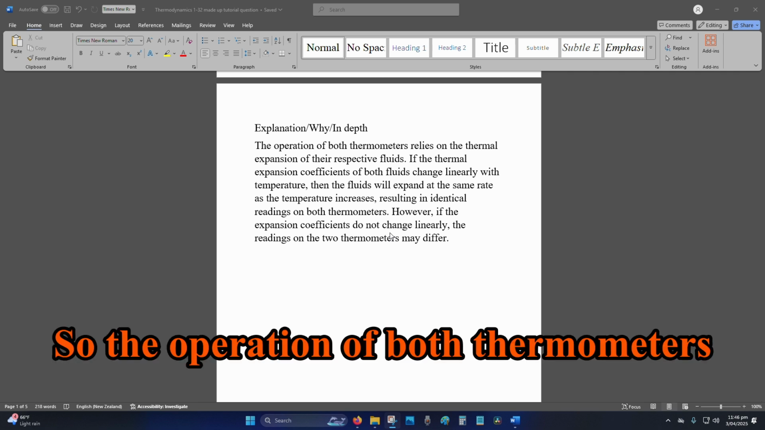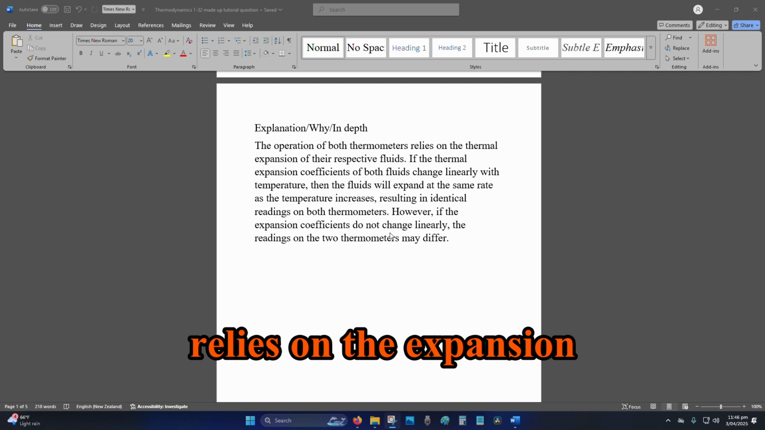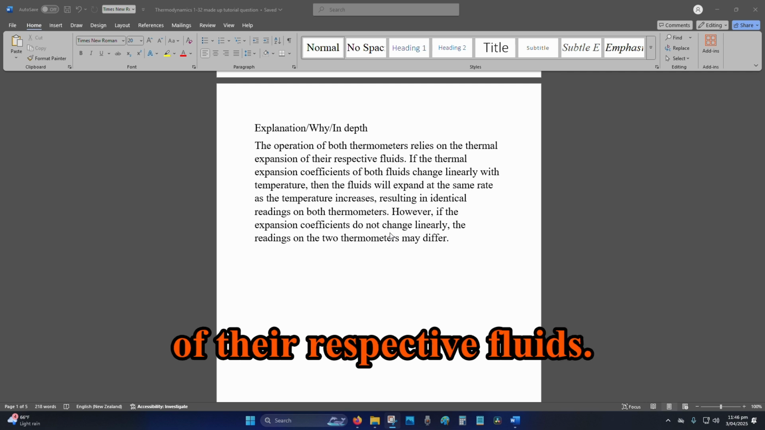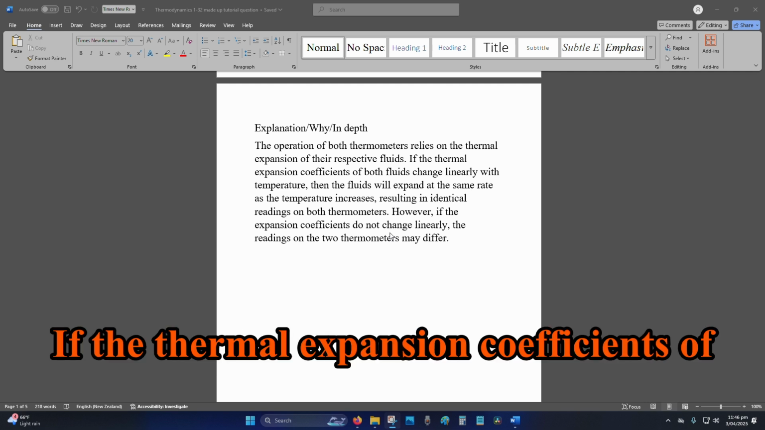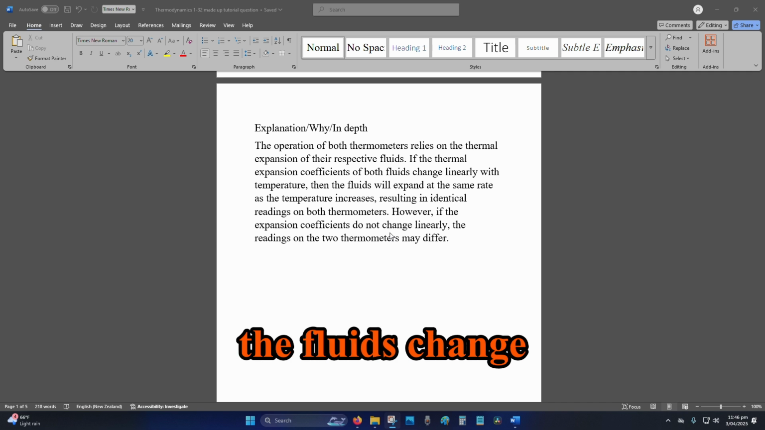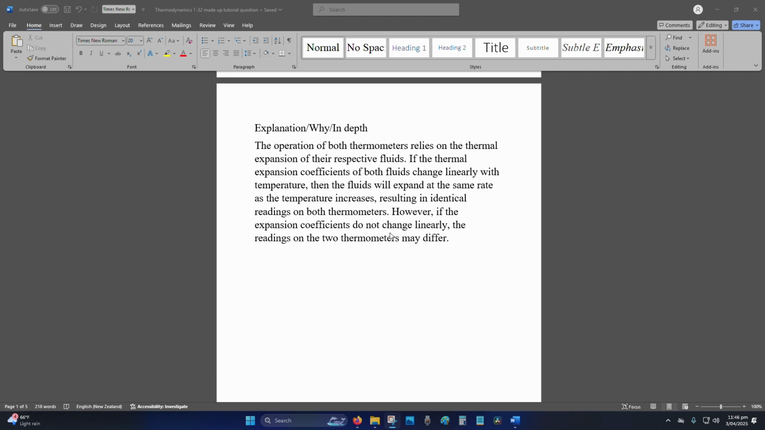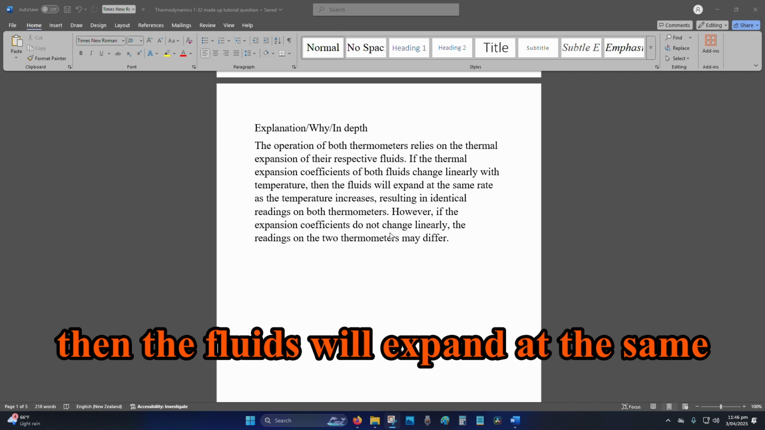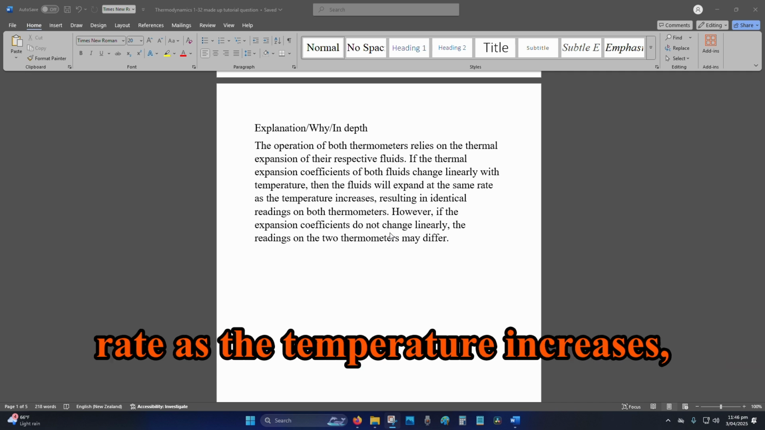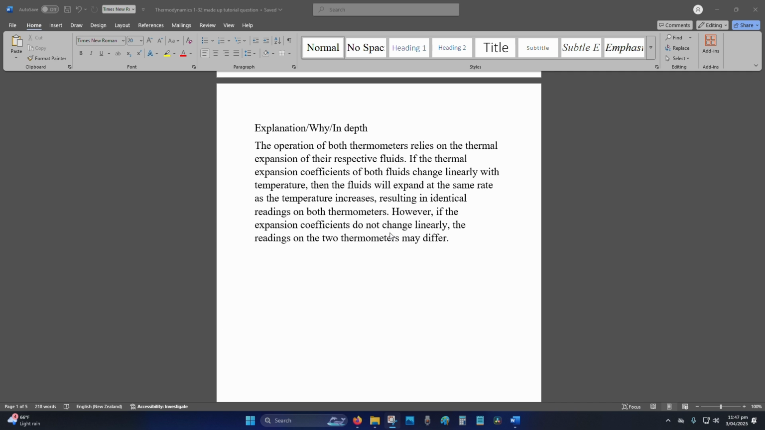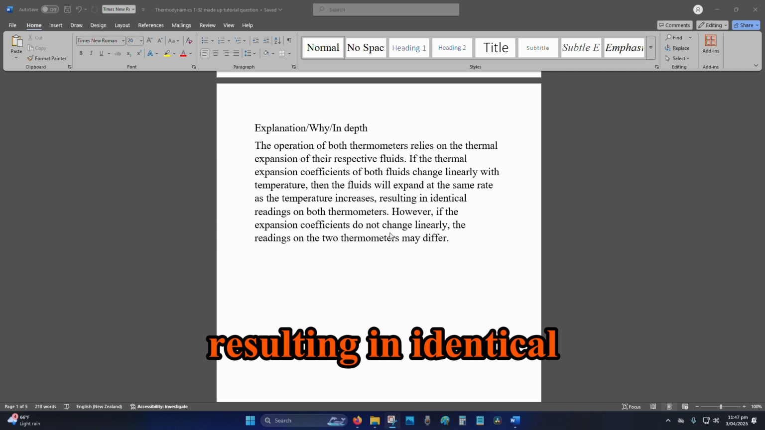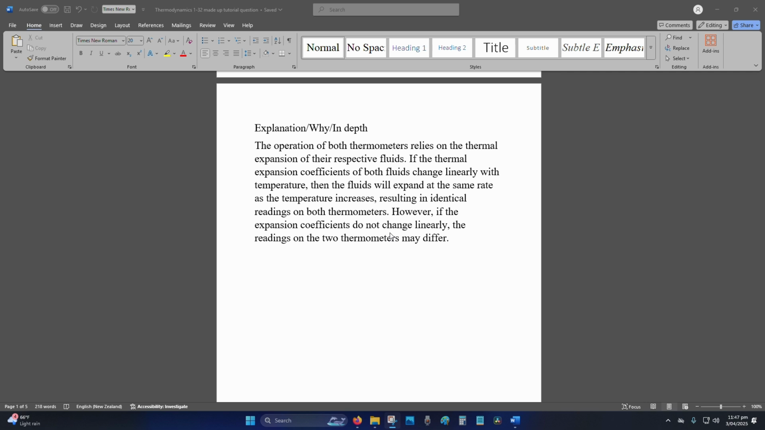So, the operation of both thermometers relies on the expansion of their respective fluids. If the thermal expansion coefficients of the fluids change linearly with temperature, then the fluids will expand at the same rate as the temperature increases, resulting in identical readings for both the thermometers.